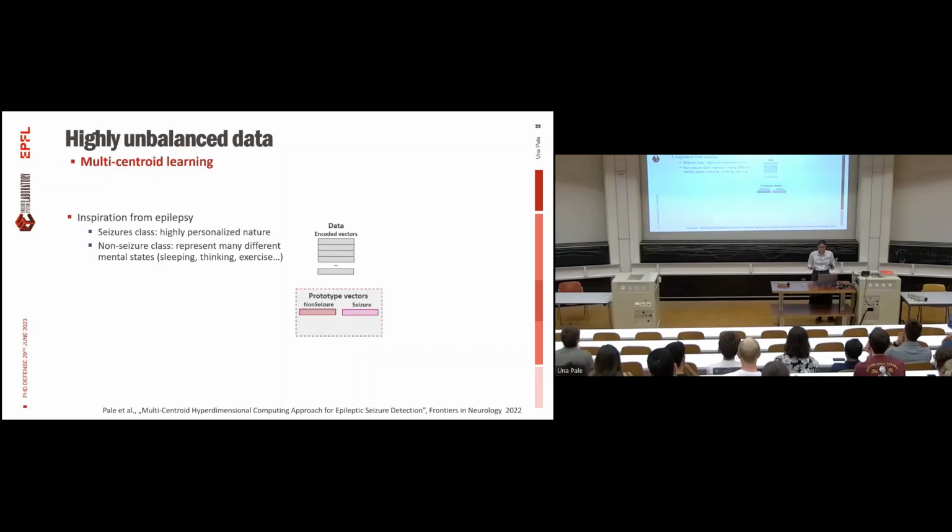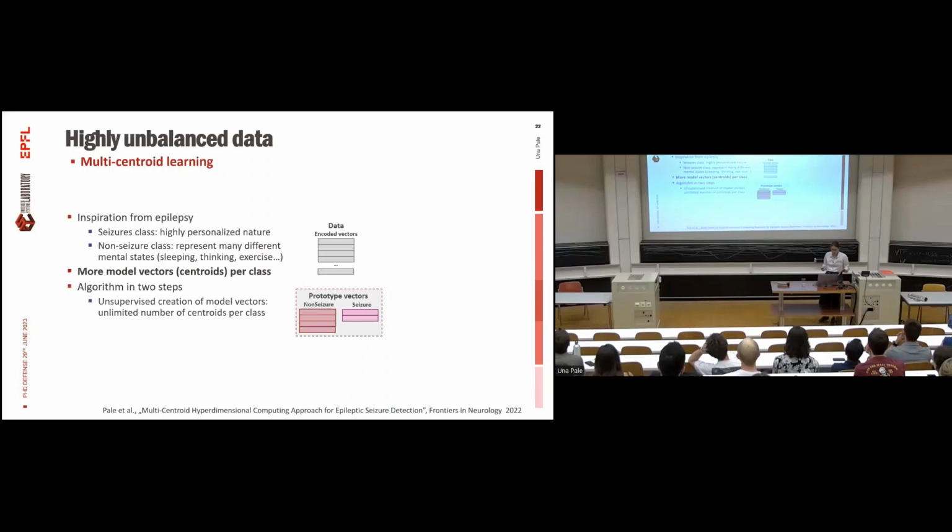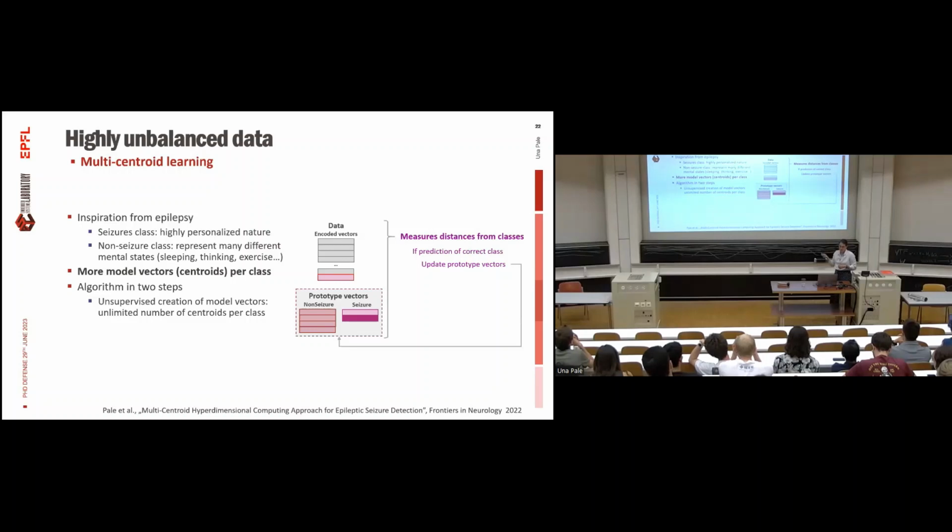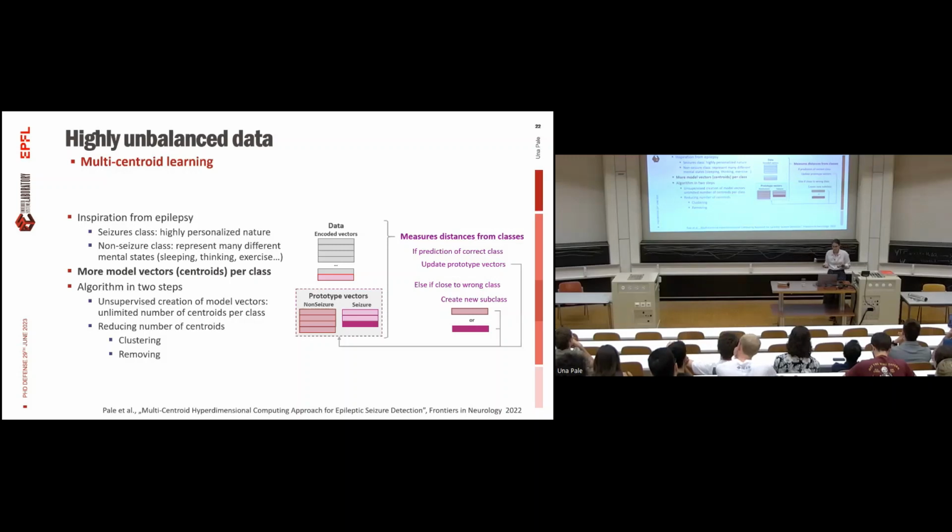So we said, okay, let's allow more model vectors, or more centroids, for each class. And how does it work? We have an algorithm in 2 steps. First, if we have a new data sample that, for example, belongs to the seizure class, we compare it to the current prototypes. If the prediction is correct, so if it is more similar to the seizure, then we just update one of the seizure model vectors. But if it leads to a wrong prediction, so if it's more similar to the wrong class, then we need to add one more centroid for the correct class. But because this can lead to quite a high number of centroids in the end, we had a second step of the algorithm where we were reducing the number of centroids.